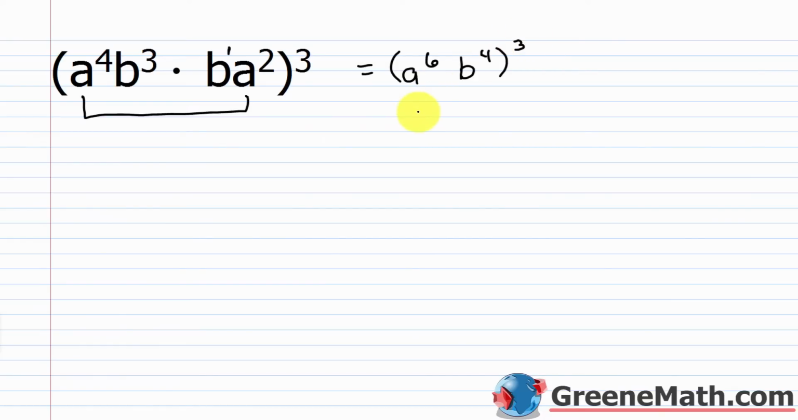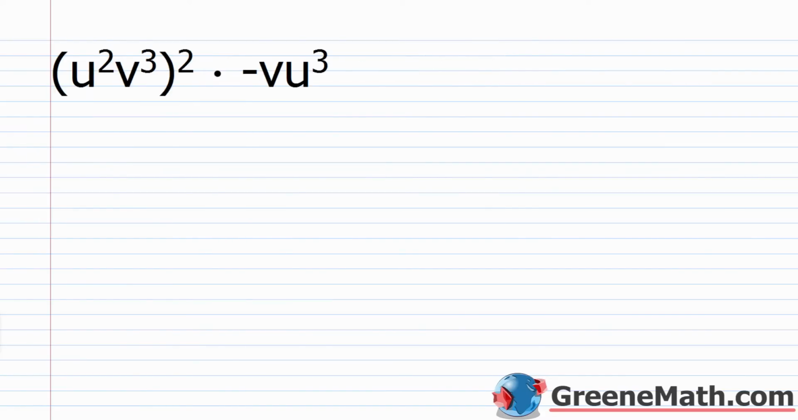So now it makes it a little bit simpler for me, because I have a to the 6th power, that's cubed. So then that's a stays the same, 6 times 3 is 18. Then b to the 4th power, that's cubed. B stays the same, 4 times 3 is 12. Again, a to the 18th power, b to the 12th power. Let's take a look at this one. We have inside of parentheses u squared v cubed. Then this is squared, and we're multiplying by negative v u cubed.